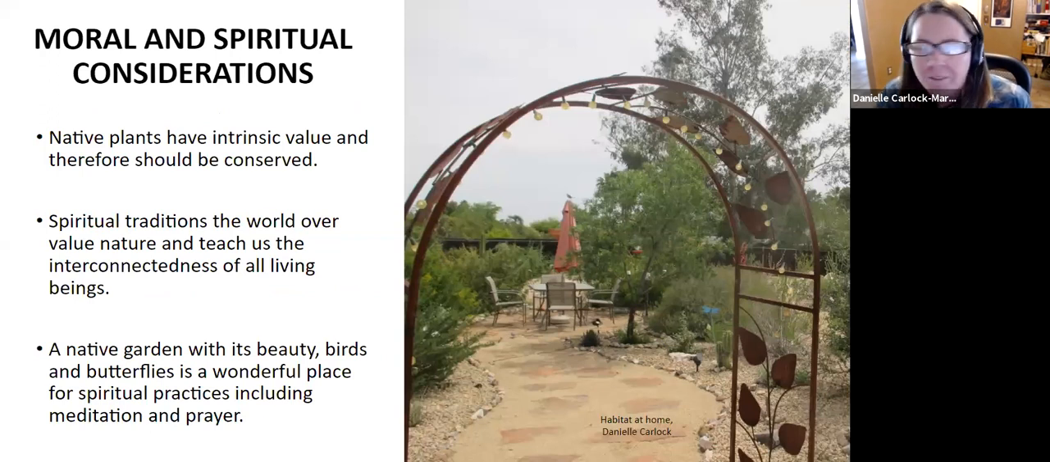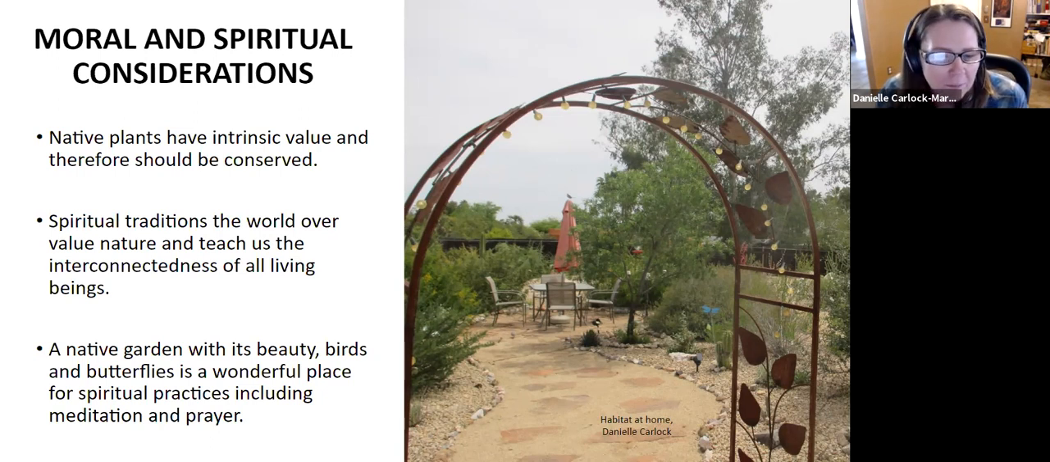And then getting more philosophical, we can argue that native plants have intrinsic value. We've talked about some of their extrinsic values as far as economics or the services they provide, but they have value in and of themselves. And so there could be an argument there, just philosophically, that they should be conserved because of that value.